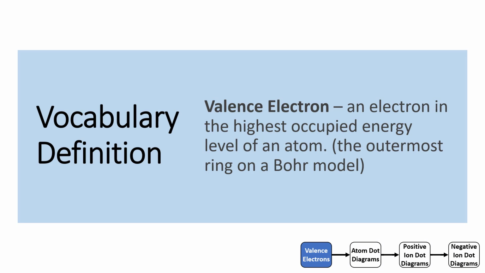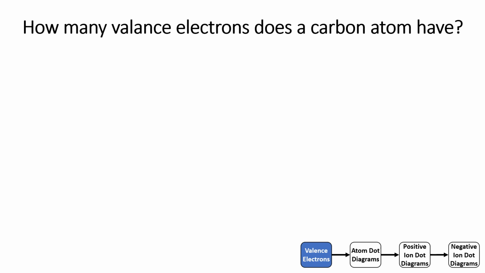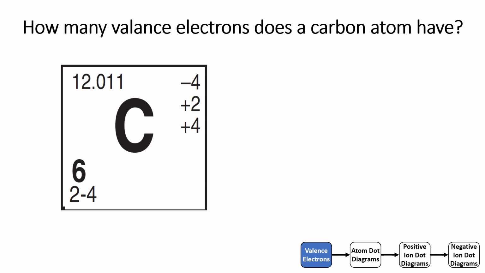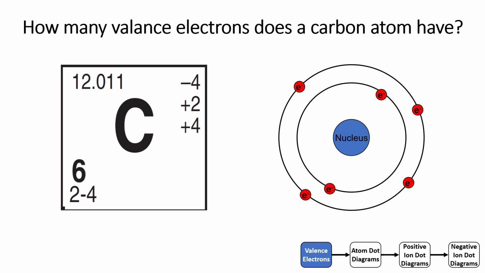All right, so we're going to start out with the vocabulary definition of valence electron. And this is an electron in the highest occupied energy level of an atom, which is the outermost ring on a Bohr model. So let's look at an example of that. How many valence electrons does a carbon atom have? Well, if we draw a Bohr model, it looks like this. And the outermost electrons are those right there. And you can see there are 4. So it's the number that's all the way over to the right on the electron configuration. All right, so that's pretty simple, right?